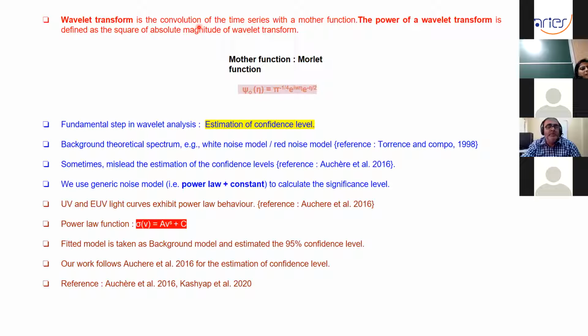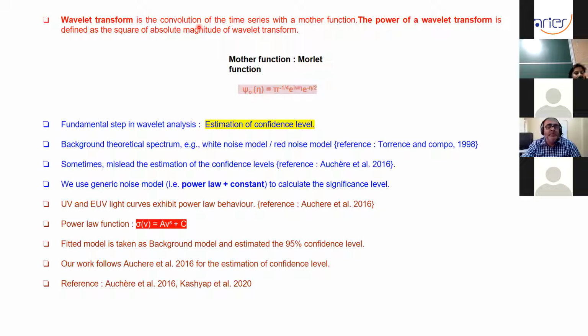So in the wavelet analysis, there are some background models like the white noise model and red noise models that have been proposed by Torrence and Compo and are widely used. But we did not use these models. In fact, we have used a power law model that has been proposed by Ojari 2016. He proposed the power law behavior of UV and EUV time series, and a power law model for the same.